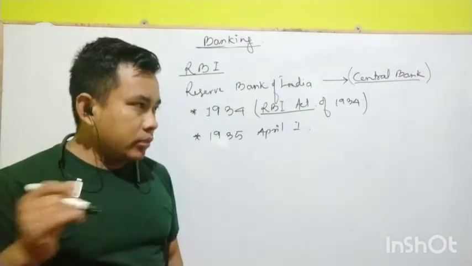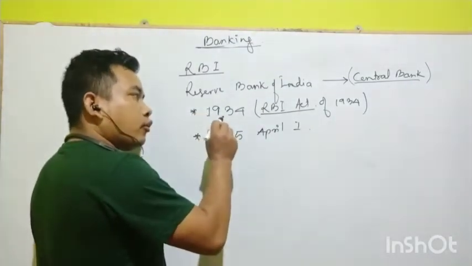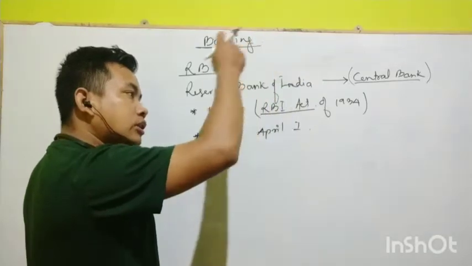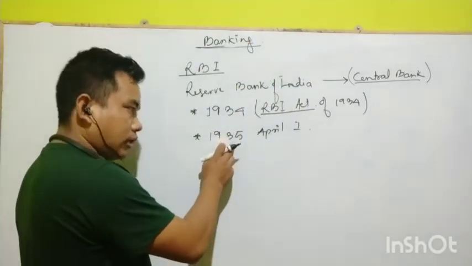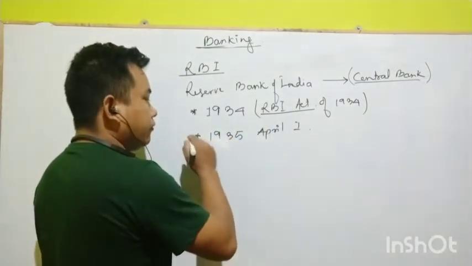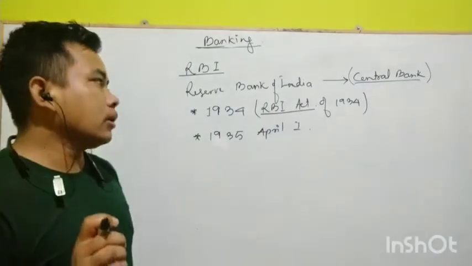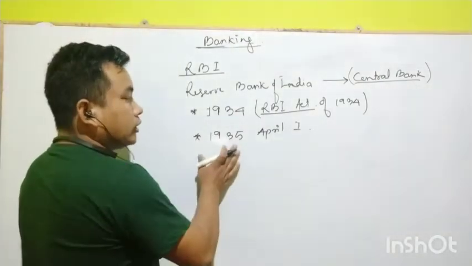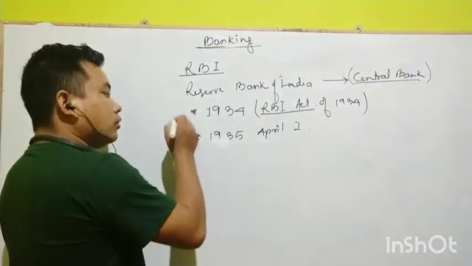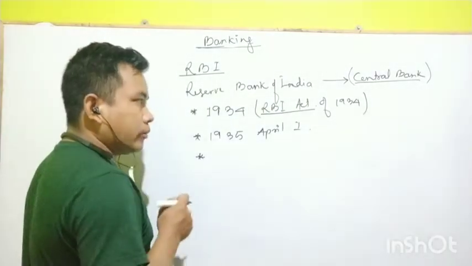And if the question is, when was the RBI established? Don't forget the act was passed in 1934, but the RBI was established a year later, in 1935. The answer is April 1st, 1935. Don't get confused. As I told you, the things that I'm telling you may not be in your reference book or textbook. I'm giving you extra things.